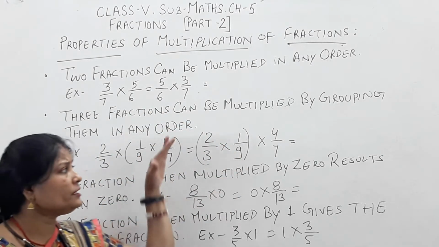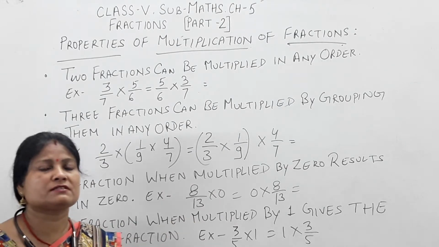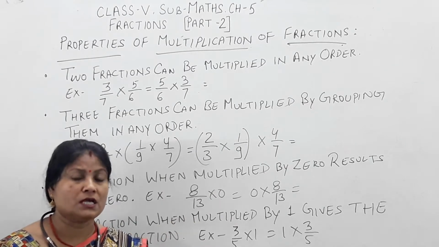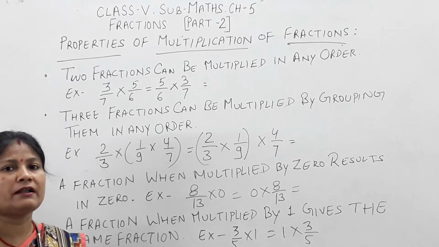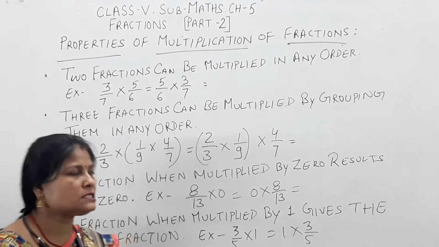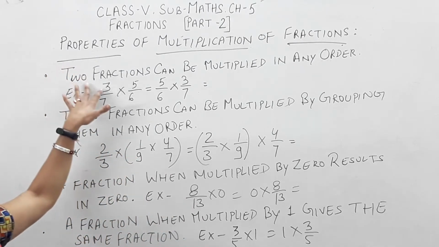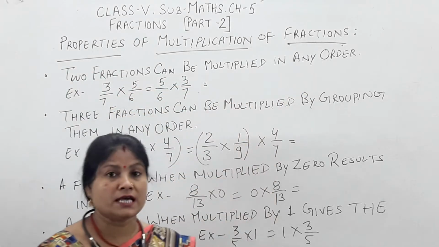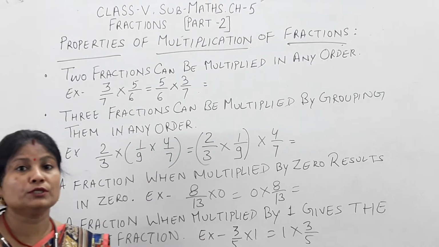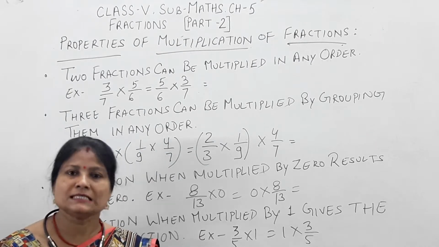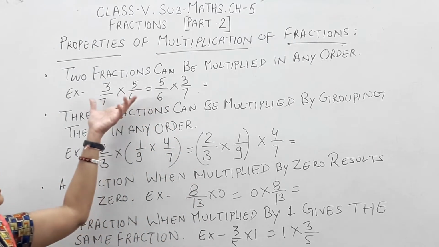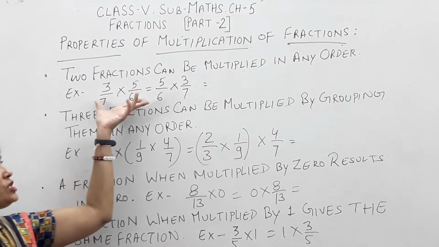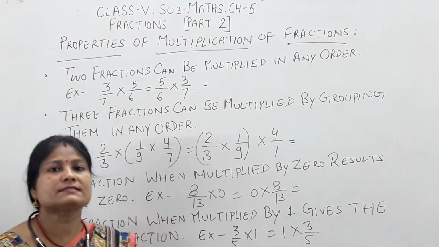Yes children, we already know everything because we have discussed the sum properties, and all the operations have the same properties. Now my first property: two fractions can be multiplied in any order. Yes, we know that. What do we mean by commutative property? Commutative property means that if we multiply two fractions after changing their places, we will get the same result.